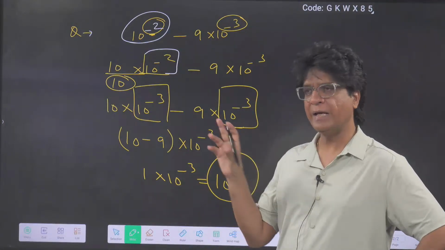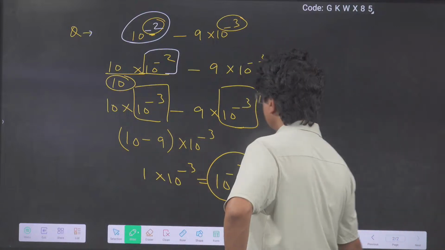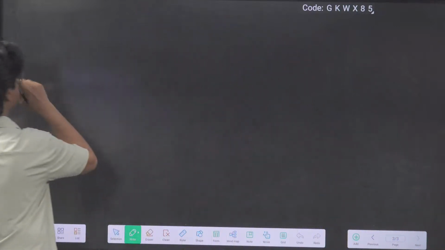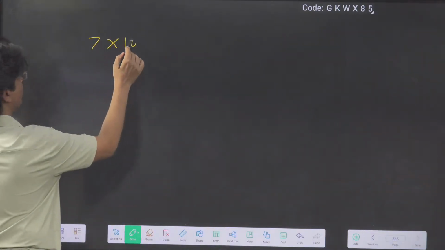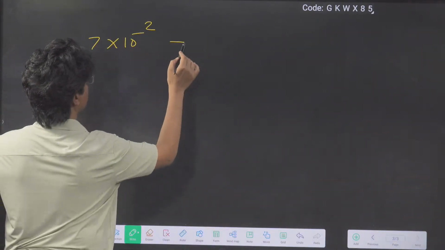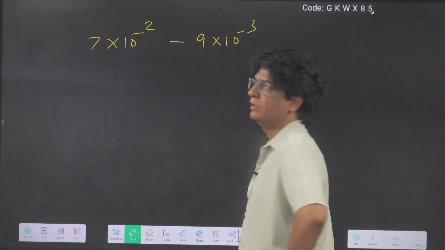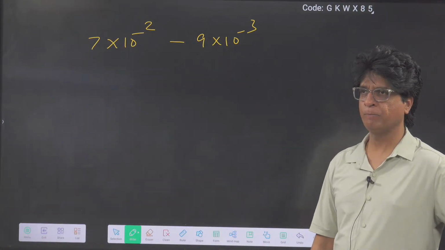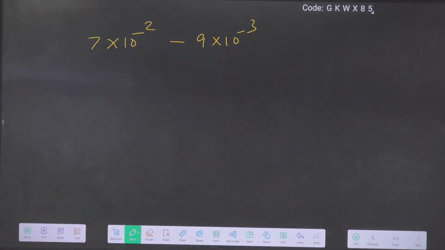Okay, so can I give you one more question? Let's see that stuff. Let's say 7 into 10 to the power of minus 2 minus 9 into 10 to the power of minus 3. Solve it, everyone. Be quick.